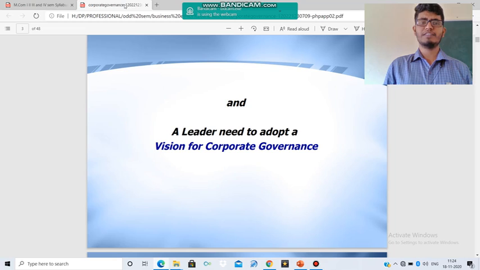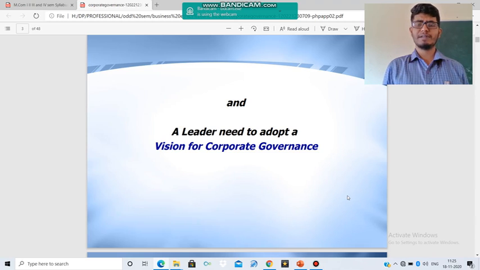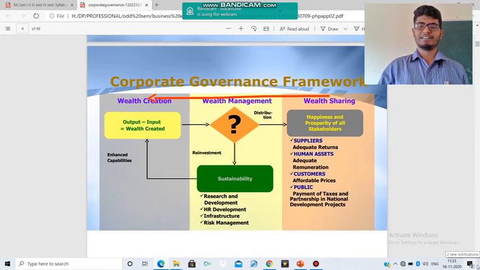So what is corporate governance? You all have heard the word governance. Governance says the proper functioning of the institution and acceptance of that from the public. Here, corporate governance is nothing but proper functioning of the companies and the acceptance of those functions from the public. So that is what corporate governance is. So why is this practiced?